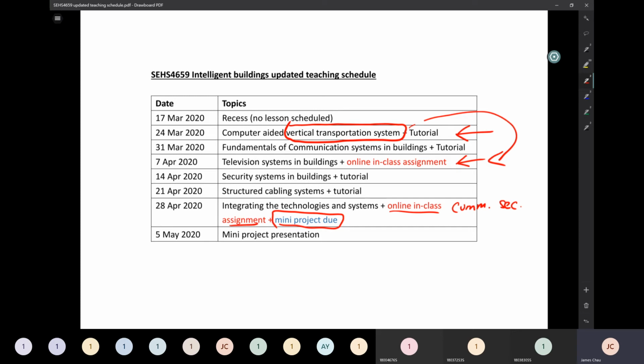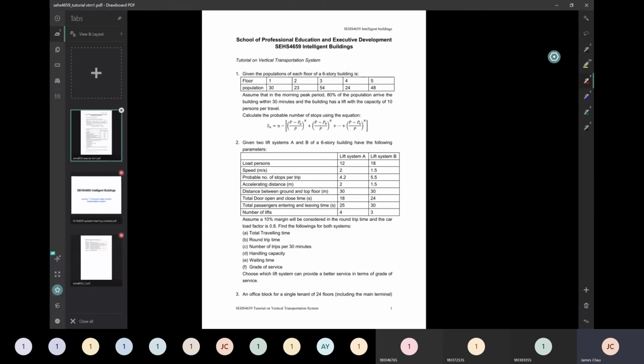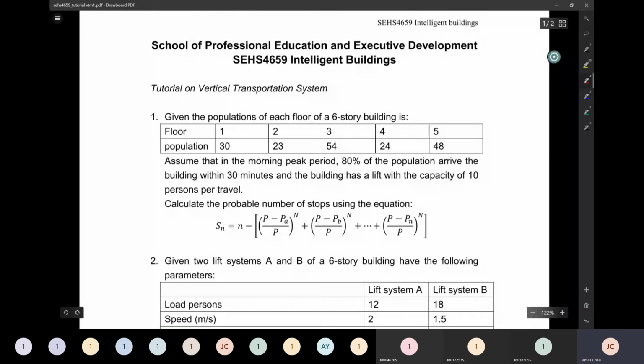Do you have any questions on the arrangement? If not, we will have a tutorial with you. In Moodle, you may find our tutorial questions. So let me open it. We prepared some questions for the topics that we described last time.